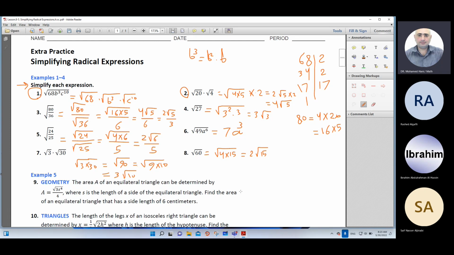Who has any question about the properties of square root? Square root of 12, do we put 3 or 6? The square root of 12, as you know, 12 equals 4 times 3. Then what is the square root of 4? 2. And keep 3 under the square root.